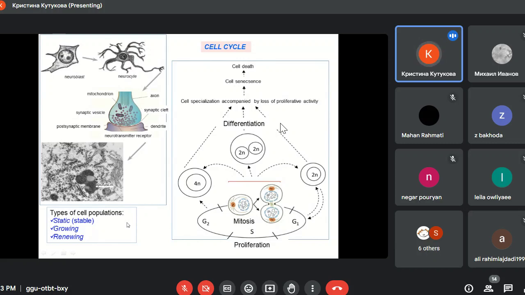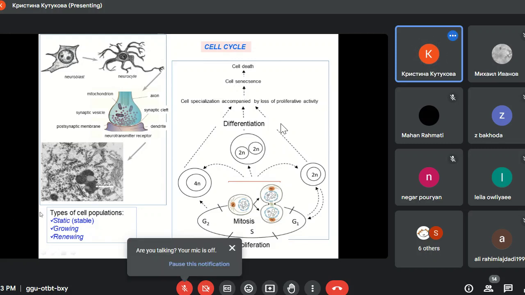And according to the ability of the cell populations to renew themselves, to make more new cells, the cell populations are subdivided into 3: renewing, growing, and static or stable.